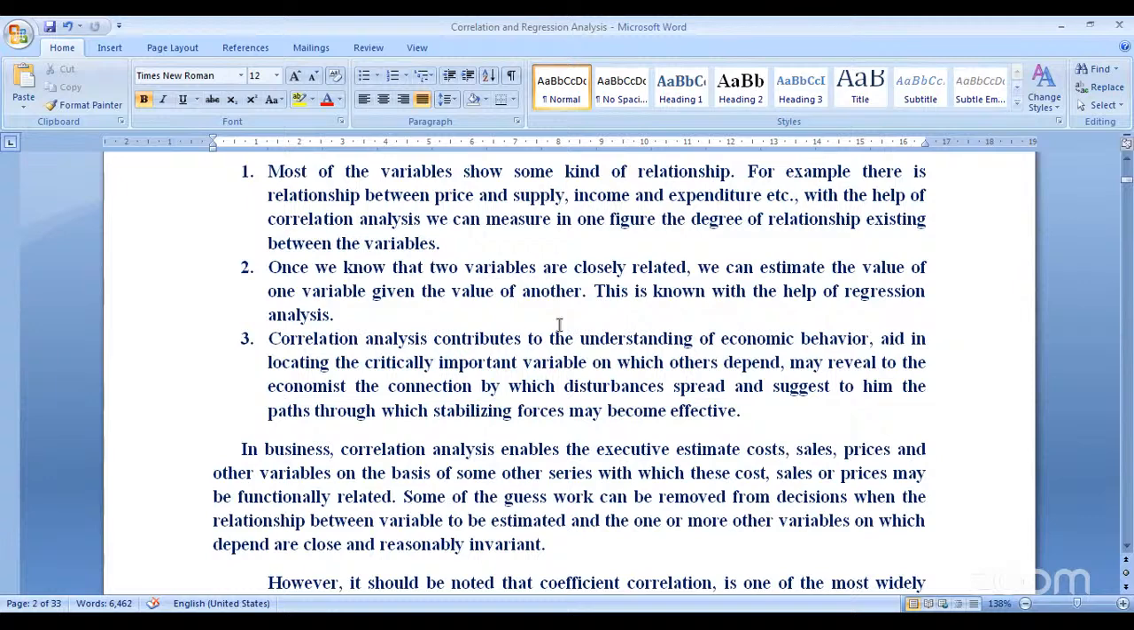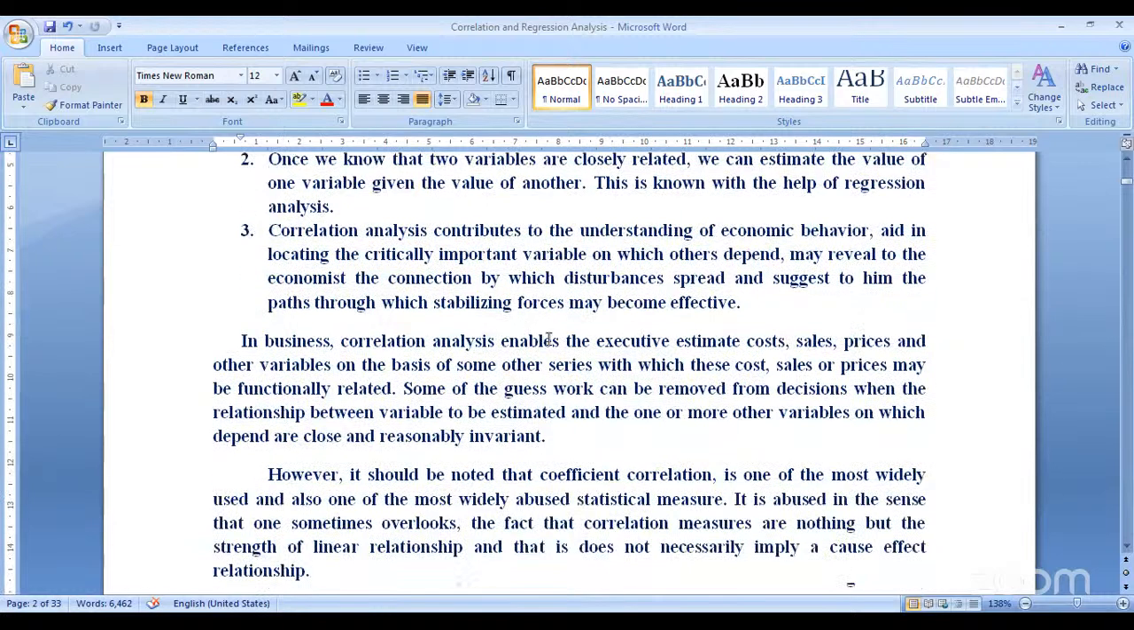So the next one here: correlation analysis contributes to the understanding of economic behavior, aids in locating the critically important variable on which others depend, may reveal to the economist the connection by which disturbances spread, and suggest to them the paths through which stabilizing forces may become effective.